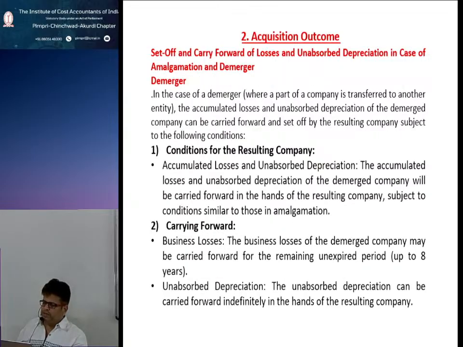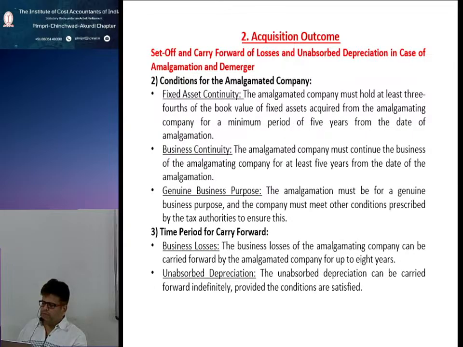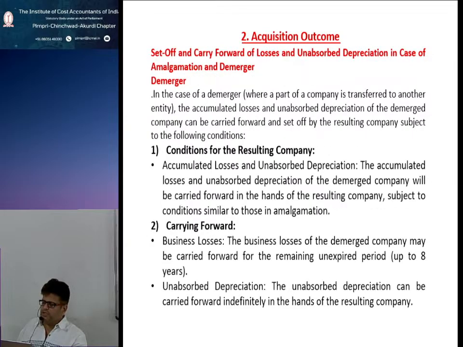Now, in case of demerger, where a part of the company is transferred to another entity, the accumulated losses and unabsorbed depreciation of the demerged company can be carried forward and set off by the resulting company subject to the following conditions. The conditions for the resulting company: the accumulated losses and unabsorbed depreciation of the demerged company will be carried forward in the hands of the resulting company subject to certain conditions, similar to those in amalgamation.